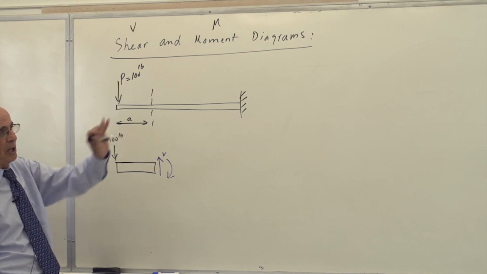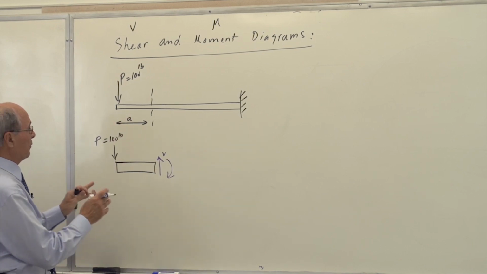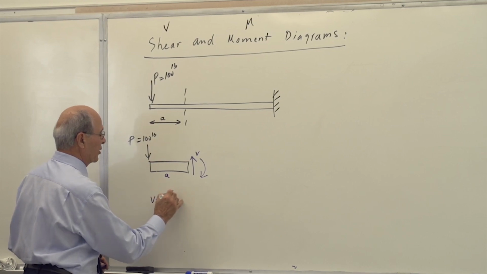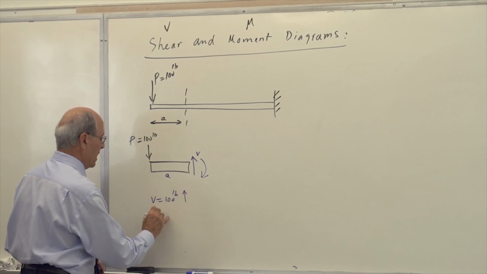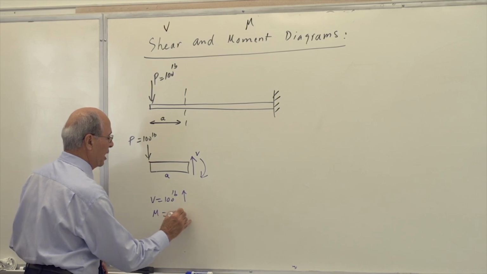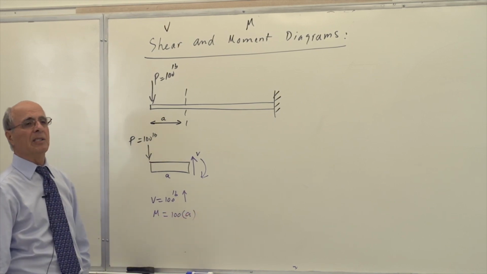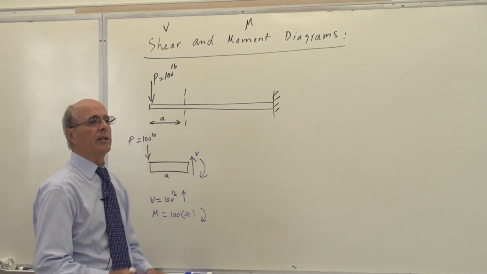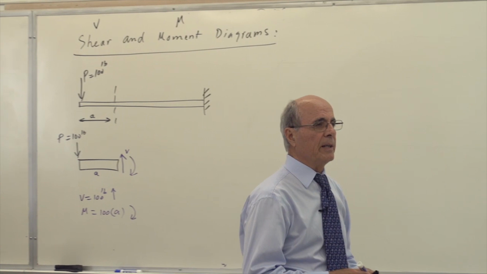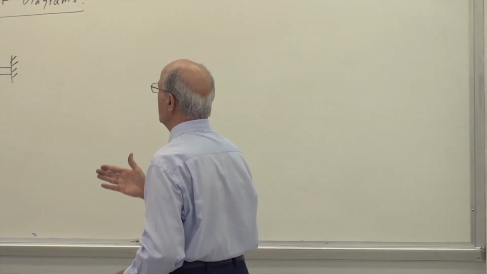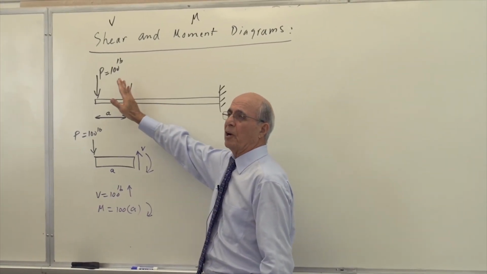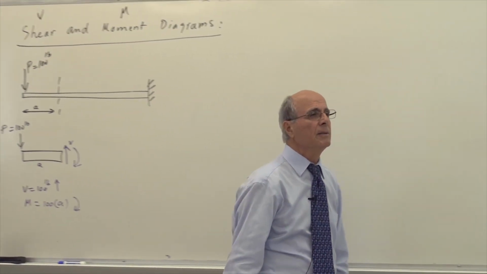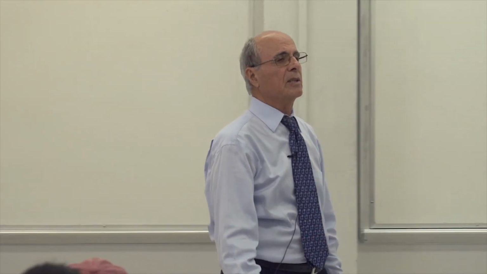I am not talking about sign convention, not yet. So if this is distance A, the shear should be equal to 100 pounds going up, and M should be equal to 100 times the value of A, whatever that A is. Is that correct or not? Yes? And it should be clockwise. Is that correct or not? Yes? Now, of course, for this simple beam, if A changes, if I go from here to here to here, notice the value of the shear does not change, it remains constant. Is that correct or not?